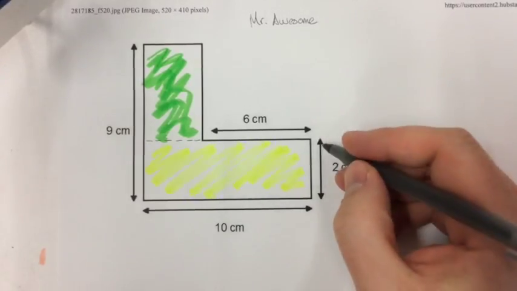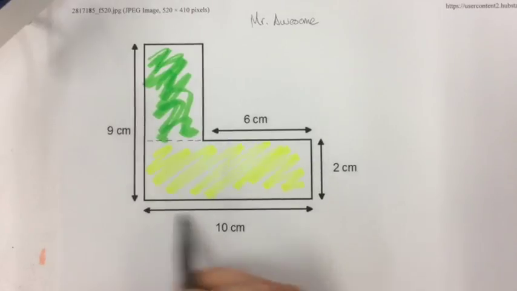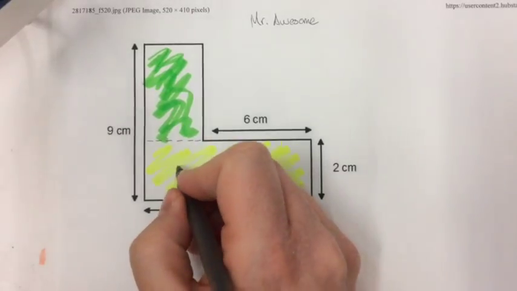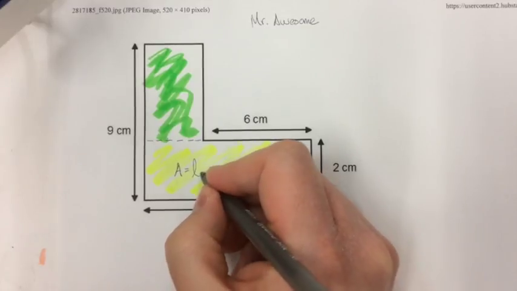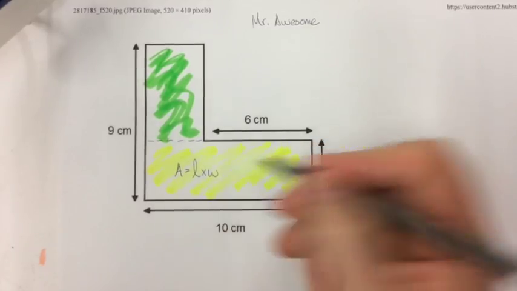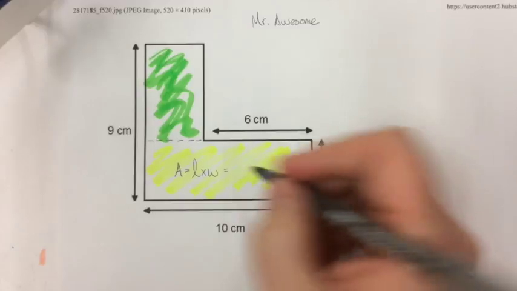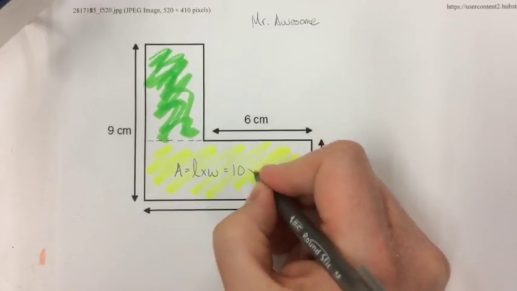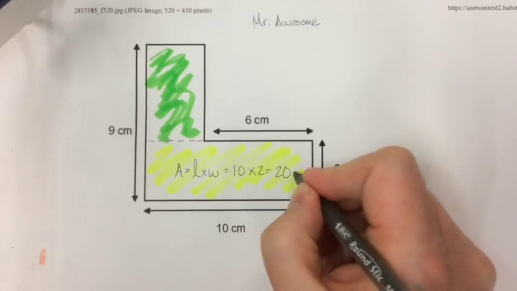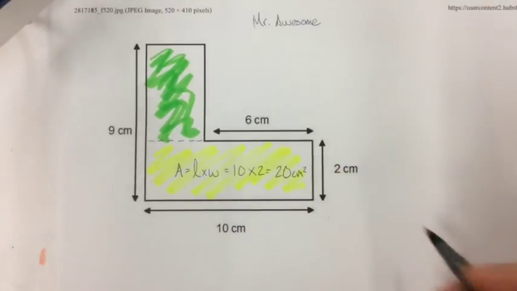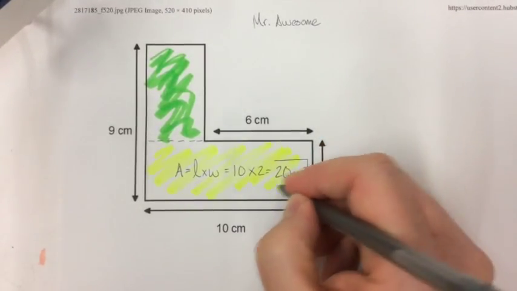That's pretty easy. I've got a height of 2 and a base of 10. So the area is equal to the length times the width, or the base times the height. In this case, I have 10 times 2, or 20 centimeters squared. So that's the area of the bigger one.